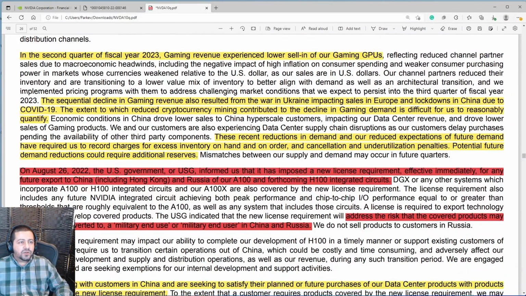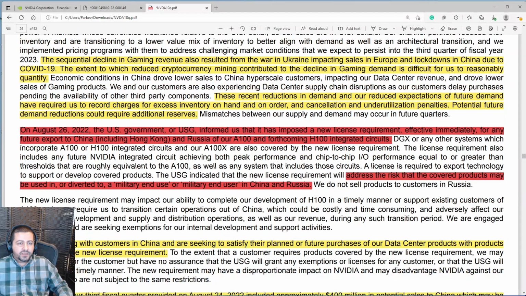They go on to say in the second quarter of fiscal 2023, gaming revenue experienced lower sell-in of their GPUs. So they were selling fewer GPUs than they thought they would. The sequential decline in gaming revenue also resulted from the war in Ukraine, impacting sales in Europe and lockdowns in China due to COVID-19. The extent to which cryptocurrency mining contributed to the decline is difficult for them to predict. These recent reductions in demand and our reduced expectations of future demand have required us to record charges for excess inventory on hand and on order and cancellation and underutilization penalties.